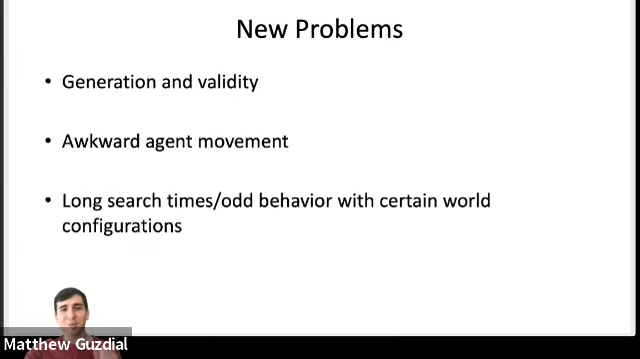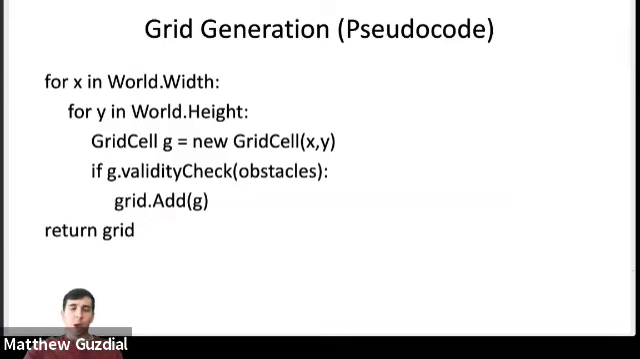Okay, so some new problems. How do we generate grids? How do we determine if a grid cell is valid or not? How do we address things like awkward agent movement? And how do we address things like long search time and the odd behaviors with certain world or scene configurations? Well, first things first, here is some grid generation pseudocode.